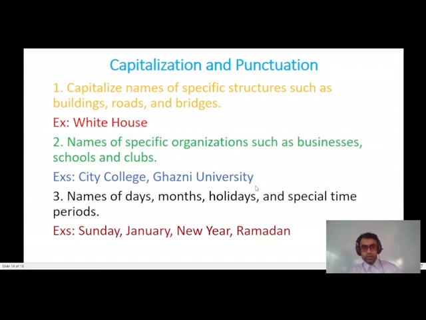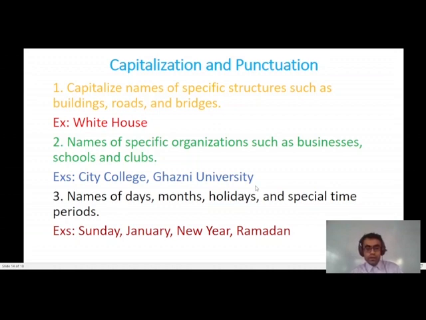2. Names of specific organizations such as businesses, schools and clubs. For example, City College. City College is a specific name for a college. Ghazni University. So this is a specific name for an organization. G and U should be capitalized.